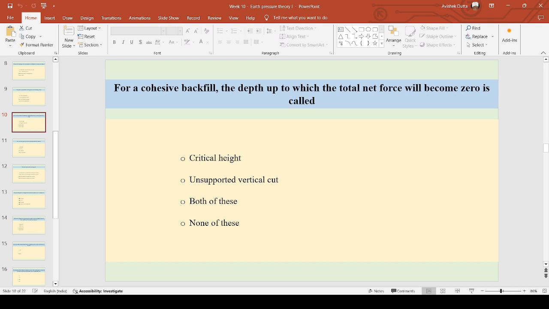I'll repeat the question. For a cohesive backfill, the depth up to which the total net force will become zero is called: option 1, critical height; option 2, unsupported vertical cut; option 3, both of these; and option 4, none of these. Okay, next question.